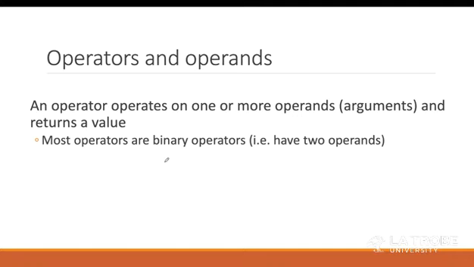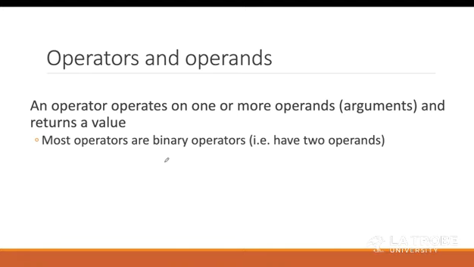Next is operators and operands. An operator is a normal operator that you use for any operation, such as addition, subtraction, multiplication, division. Operands are what you are using with that operator, so the arguments that you want to add or subtract and so on. And the operator is the actual sign that you are using.